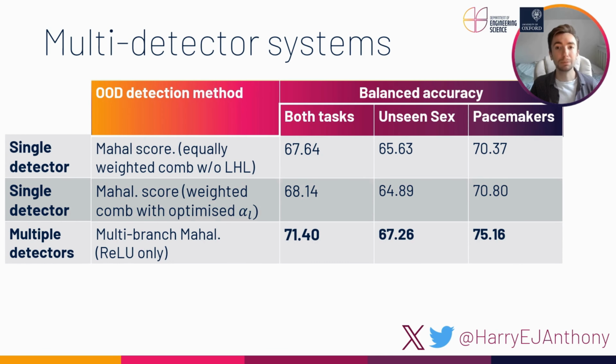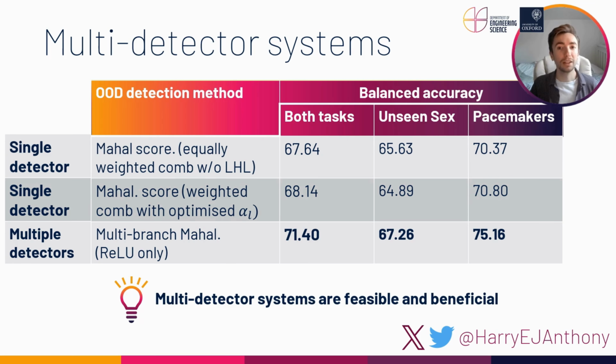Comparing this to the best performing single detector systems from our previous analysis on ResNet18, we see that a theoretically attainable upper bound for multi-branch Mahalanobis can outperform both the optimized single layer or the weighted combination techniques. This shows that thresholds can be found to accommodate multi-detector OD tasks, and this inspires future work for trying to configure multi-detector systems.